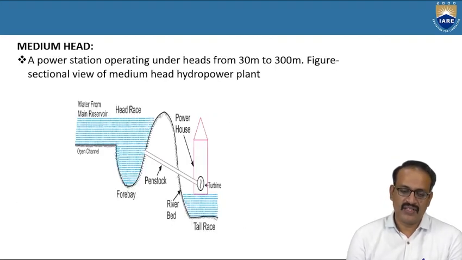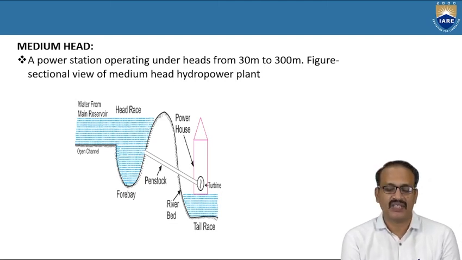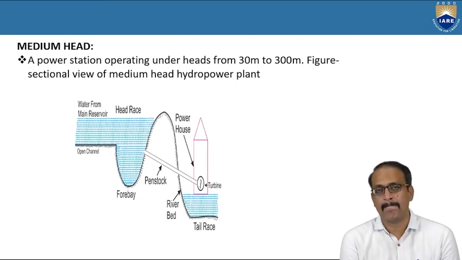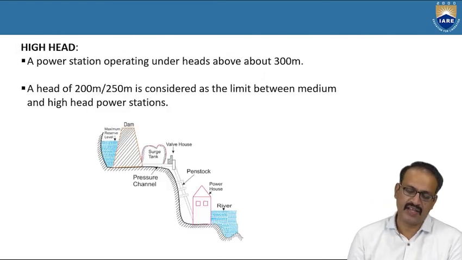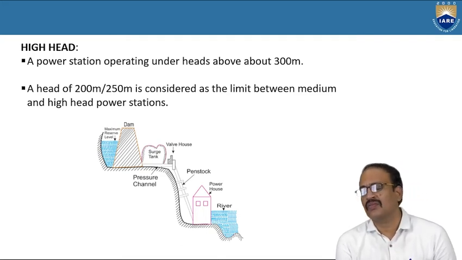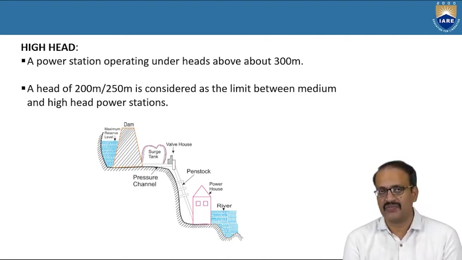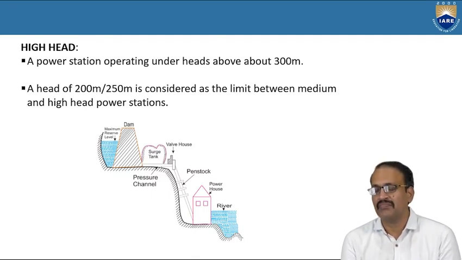If it is medium, the height will be from 30 meters to 300 meters. Then we are going to call it the medium head. And if the head is from 200 meters to 250 meters or above 300 meters, more than 200 or 300 meters, we are calling it a high head dam. High head dam.